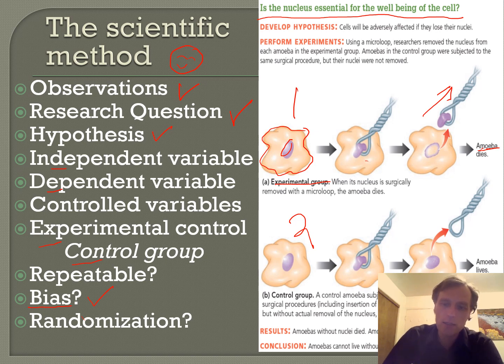Down here is the control group, and I wrote that over here as well, control group. We could also say it is the experimental control or the control group. Both of those would be accurate, and make sure that you know the difference between controlled variables and these two things, experimental control and control group. We'll come back to that. Easy to get those mixed up.